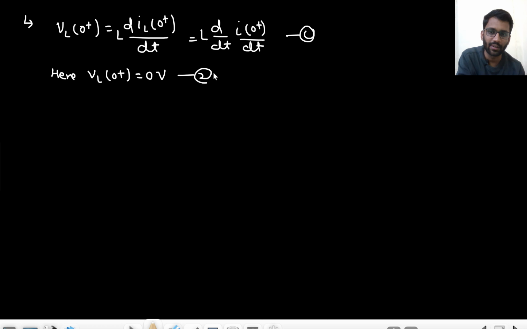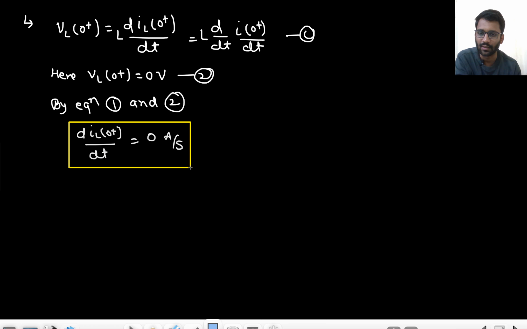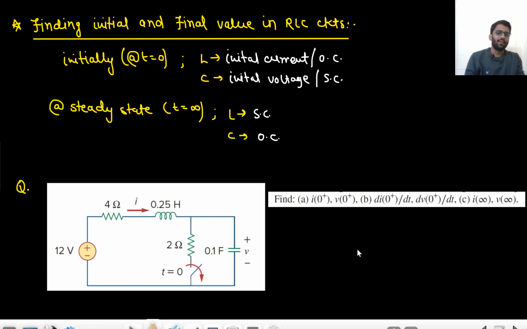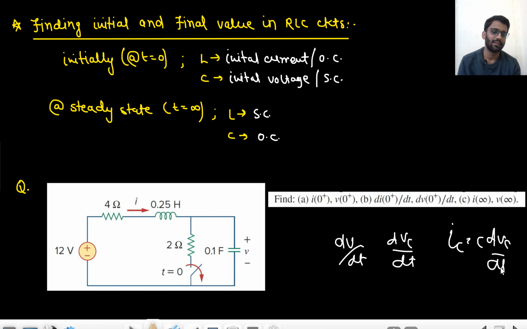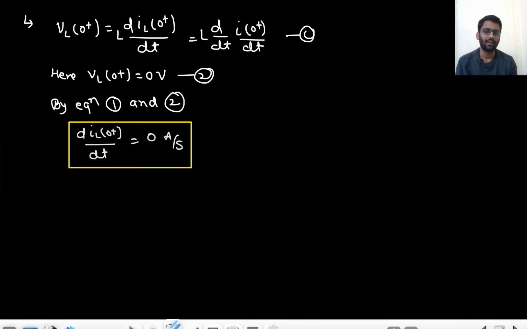Right? So by equation 1 and 2, what do I get? dIL 0 plus by dt is equals to 0 ampere per second, because it is current by time. So this is my third answer. Now what do I need? I need dV naught by dt. That means I need dVc by dt. How do I get dVc by dt? IC is equals to C dVc by dt. Right? So I need the capacitor current. Then I can tell the value of dV by dt.